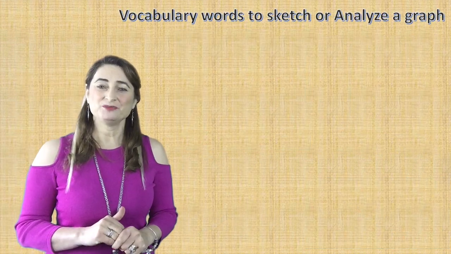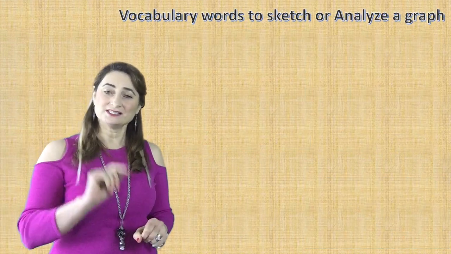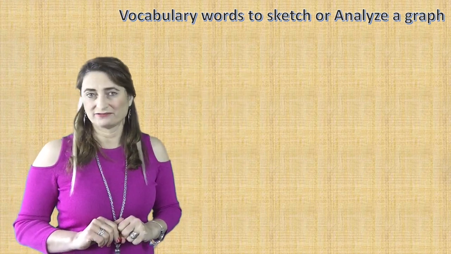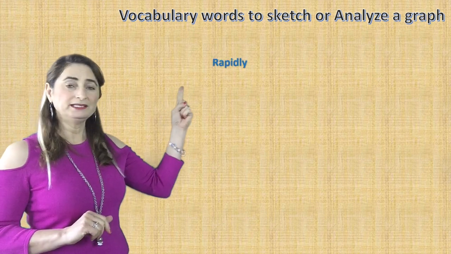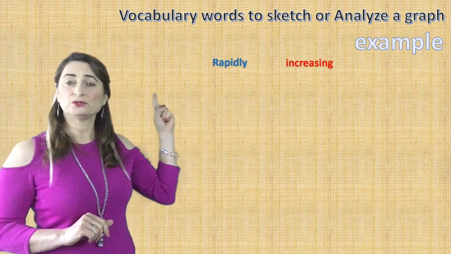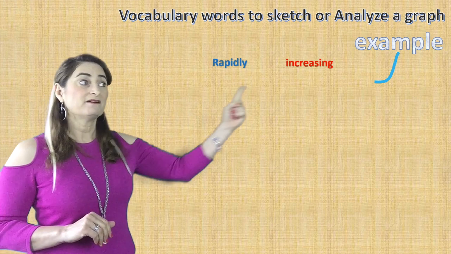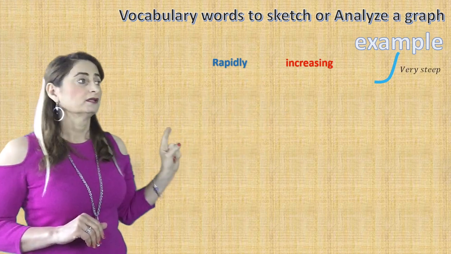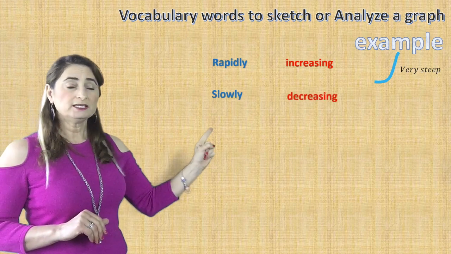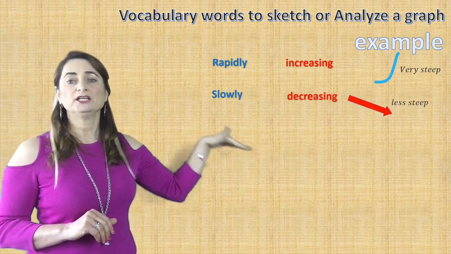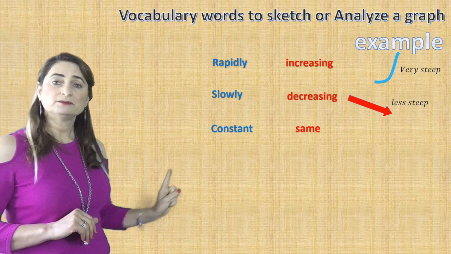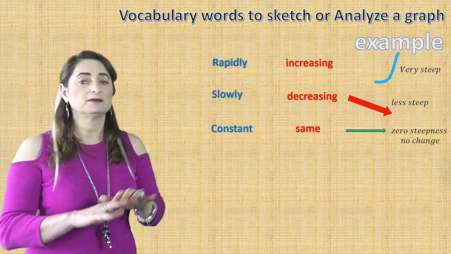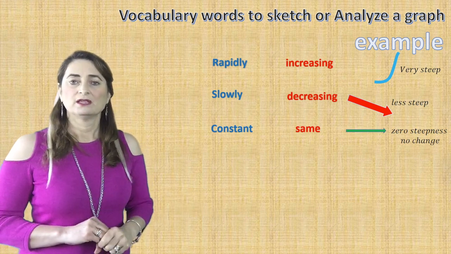This chapter has too many vocabulary words, so let's discuss them one by one so you can sketch or analyze a graph. The first word is rapidly increasing. The word rapidly means very steep. Increasing means it goes up. Slowly decreasing means less steep and it goes down. Constant means same, which is zero steepness. Horizontal line means there's no change whatsoever.